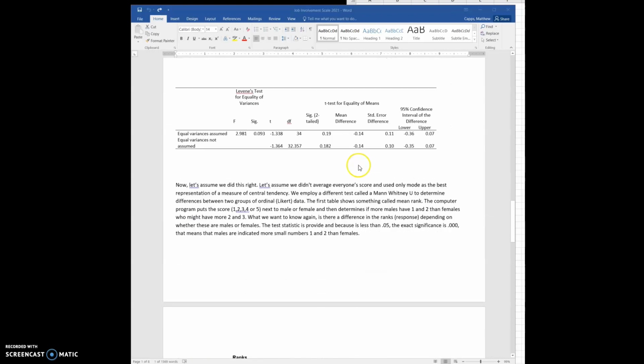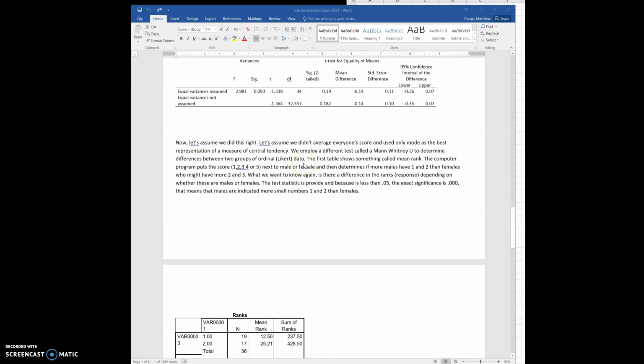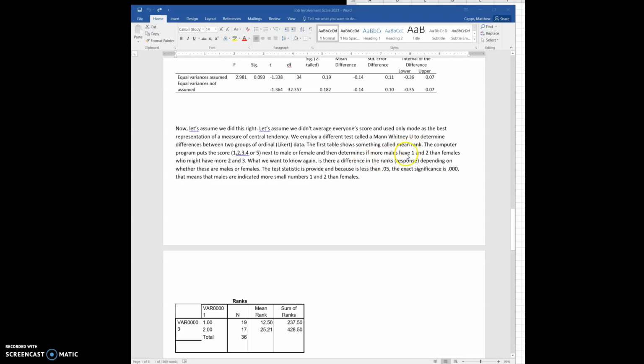Now let's assume for just a minute that we do this right. Let's assume that we didn't average everyone's score and only use mode as the best representation of a measure of central tendency. So we employ a different test called a Mann-Whitney U, a non-parametric version of an independent t-test, to determine the difference between these two groups using ordinal data, Likert data, like strongly agree, etc. The first table shows something called mean rank.